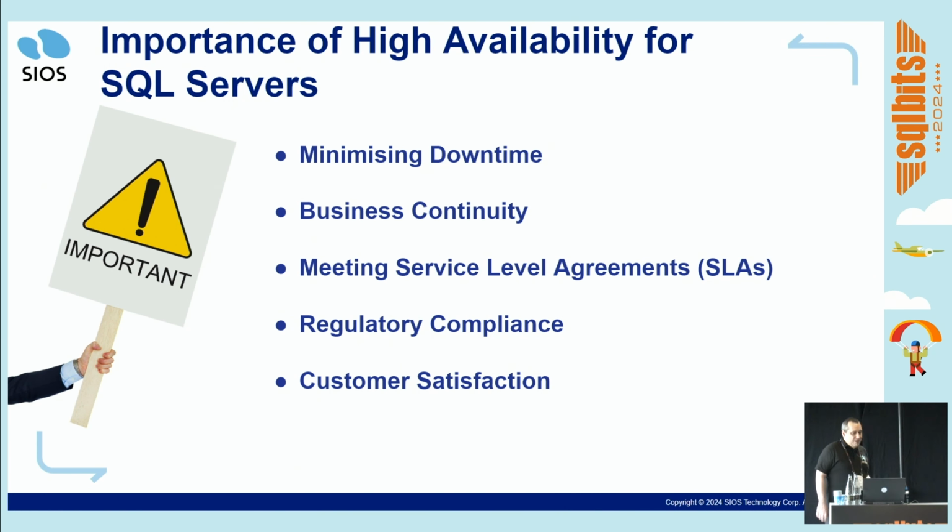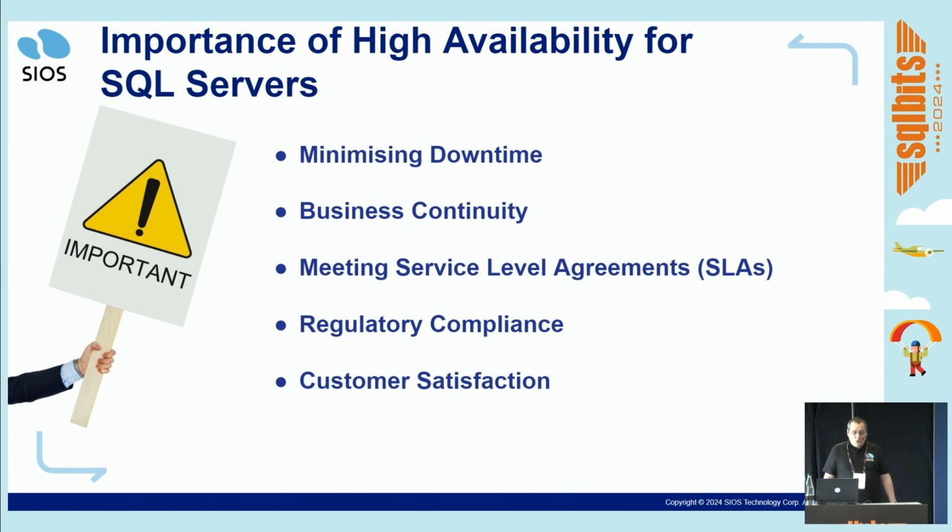So I want to bring it back now to SQL servers. We've talked a little bit about HA and the different types and the nines. But how does this apply to SQL servers, and how does it also apply to your business? So I've got a few bullet points here. It minimizes downtime. High availability configurations will help minimize downtime because they provide mechanisms for automatic failover.